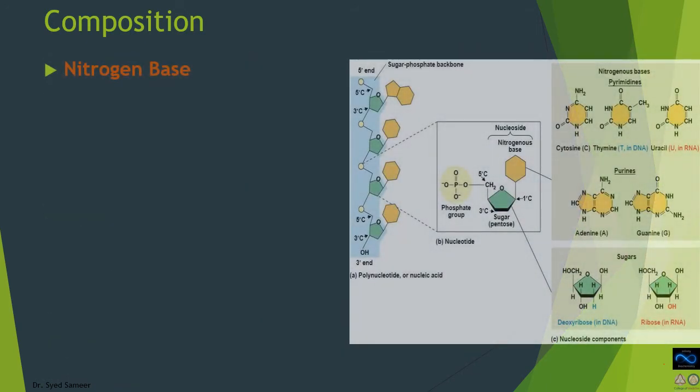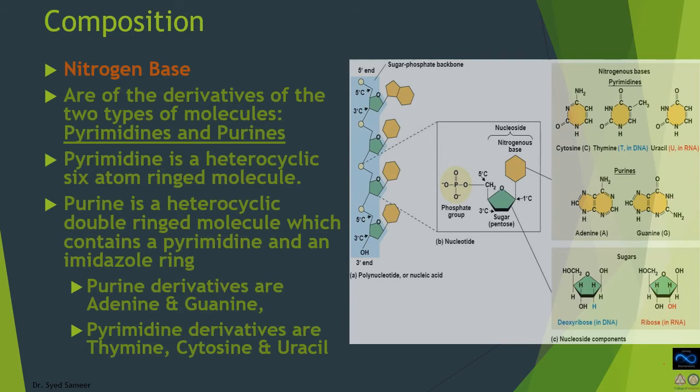The third important constituent of the mononucleotides is the nitrogenous base, or nitrogen base. It is of two different types, derived from the pyrimidines or purines. The pyrimidine, as you can see in the accompanying picture here, is a single heterocyclic ring molecule which is present in three different forms in the nucleic acids. Purine contains a heterocyclic double ring, consisting of an imidazole ring and a pyrimidine ring, and it is present in two different forms in nucleic acids.